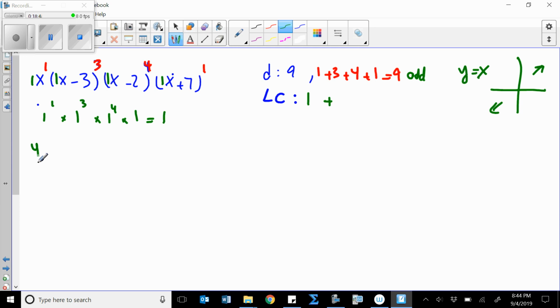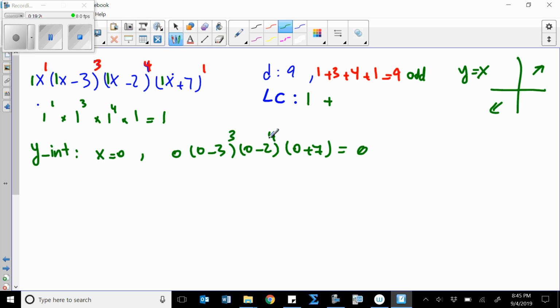The next step was to find the y-intercept. We said in order to find the y-intercept, just set x equal to 0 and then solve for y. So wherever I see an x, I'm going to replace it with 0: 0, 0 minus 3, 0 minus 2, and 0 plus 7. Okay? So here, 0 multiplied by anything is 0. Even though the powers were 4 and 3 and 1 here, we don't care about the powers because 0 multiplied by anything is 0. So my y-intercept is (0, 0).